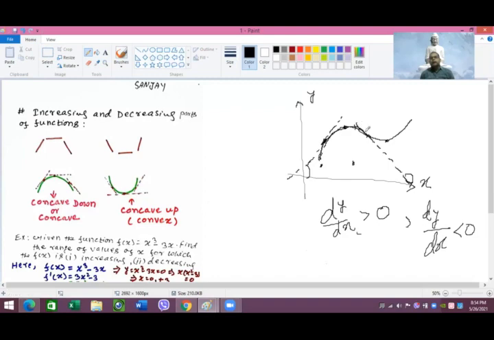And at any point, if you draw a tangent along this decreasing part, you'll see that the gradient at that point makes an obtuse angle with the x-axis. Therefore, the gradient at that point is negative. That is, dy by dx less than 0 is the condition for the decreasing part of the function.